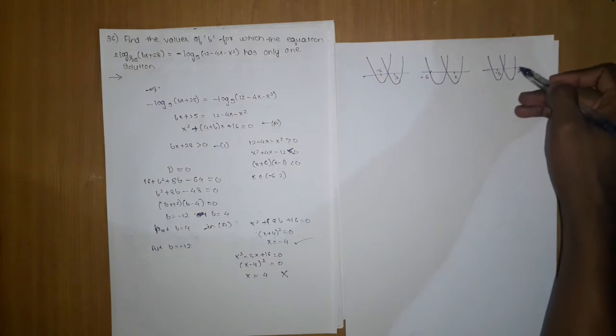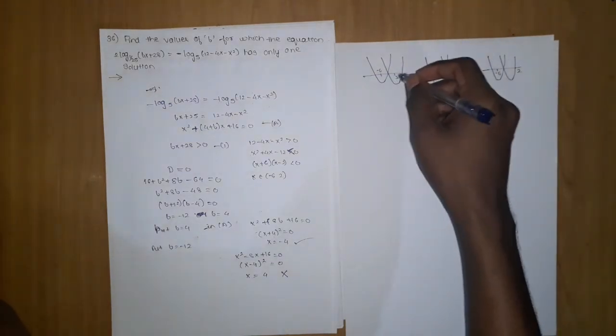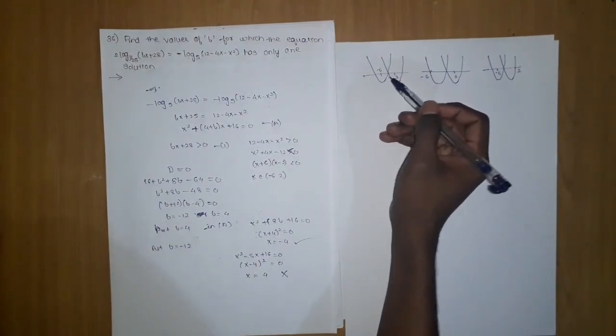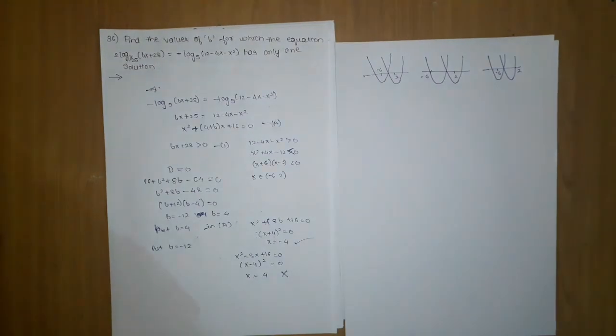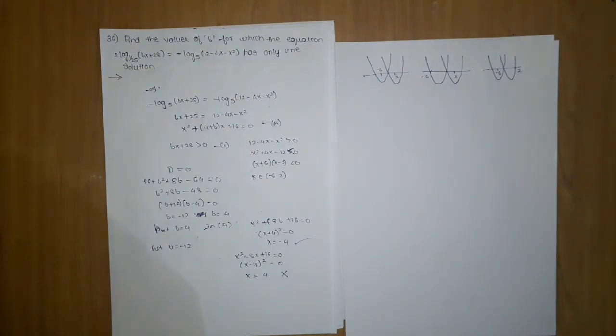If it is on the endpoint, it means f of 2 should be equal to 0. While if it is in between, what is the condition? For this, the condition is f of minus 6 into f of 2 should be less than 0. But for the endpoint case, it is f of minus 6 equal to 0. So we will verify these conditions.